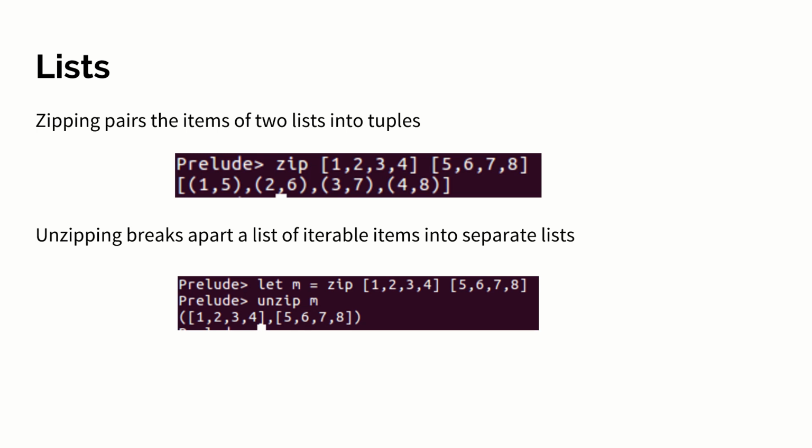The other common way of combining lists, other than simple concatenation, is zipping. Zipping takes two lists and pairs up their items into tuples and returns a list of those tuples. So in this example here we have 1, 2, 3, 4, and 5, 6, 7, 8, and we zip them together and we receive a list of tuples of (1,5), (2,6), (3,7), and (4,8). There is a provided unzip operation that is the inverse of this. It takes a list of tuples and breaks that list of items into two separate lists.